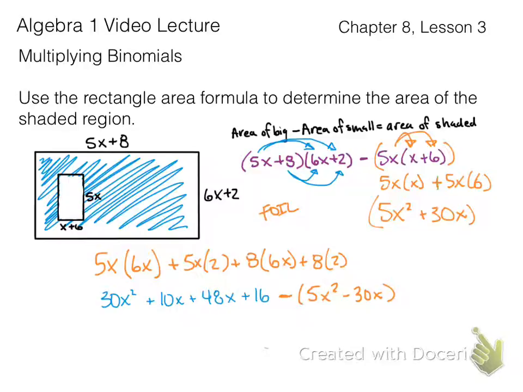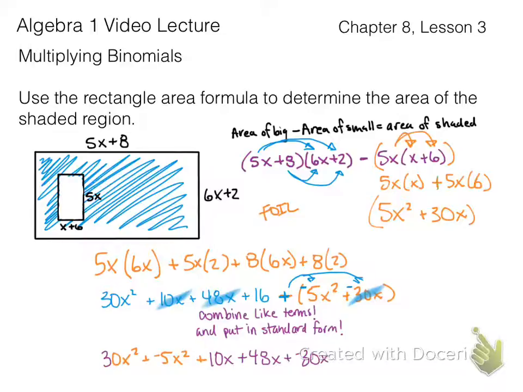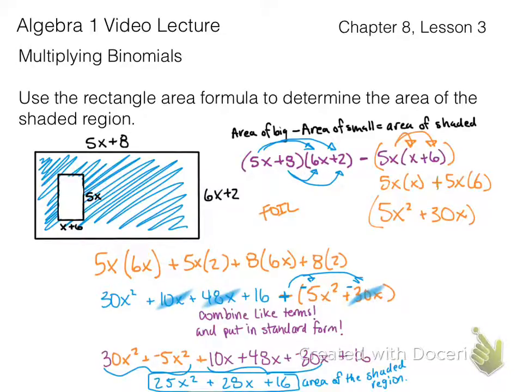So first I added the opposite, and then the opposite goes to everything in the parentheses, right? Because we're subtracting this whole amount. So those all become negative, and then we're going to combine like terms and put into standard form. And remember, standard form is the highest degree of exponent to the lowest degree of exponent. All right, so combine like terms, that's going to be 30x squared plus negative 5x squared plus 10x plus 45x plus negative 30x, or 48x plus negative 30x plus 16. Combine like terms, and it's going to be 25x squared plus 28x plus 16, which is the area of the shaded region.